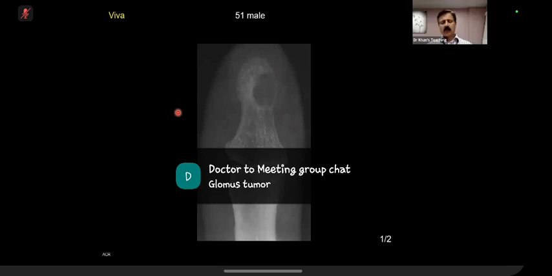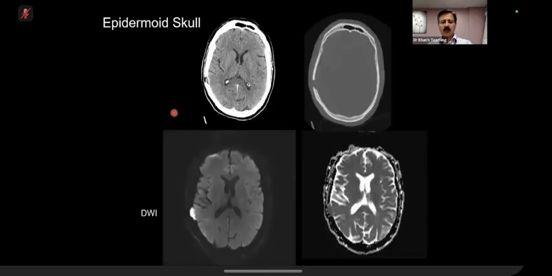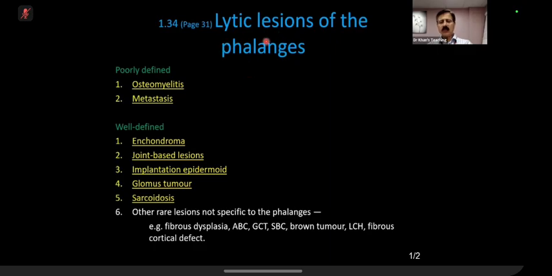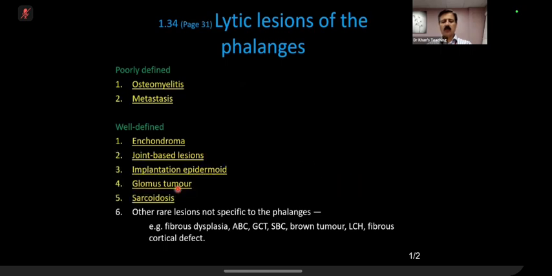Okay, I'll take over. Hemangiomas will not give you this kind of radiology in the distal phalanx. Your top differential has to be, this is your differential, lytic lesions in the phalanx, poorly defined, well defined. And we are in this world here, it's well defined. And well defined is enchondroma. Of course, this will be secondary to some joint abnormality. Implantation epidermoid should be up there. And then glomus tumor and sarcoidosis, and other rare lesions not specific to the phalanges.